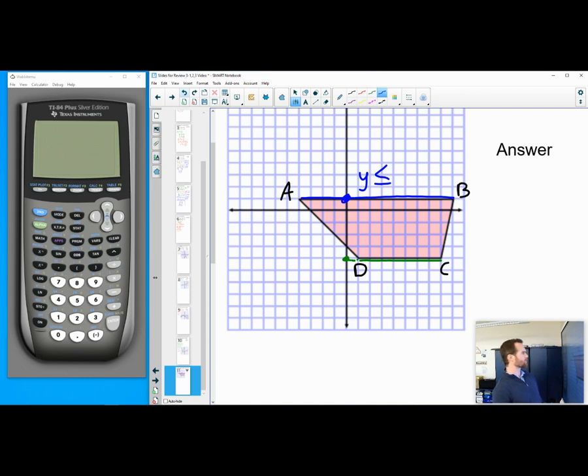So it's less than or equal to, since it's a solid line, not a dotted line. And what's the number? Let's see. If we start from the origin, go up, that's 1. So its y is less than or equal to 1. All right, 1 down, 3 to go.